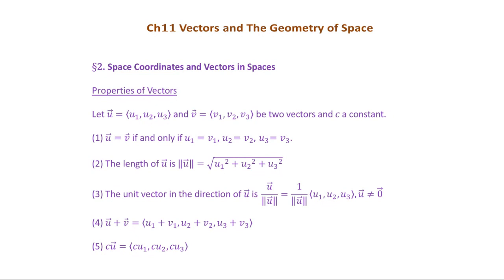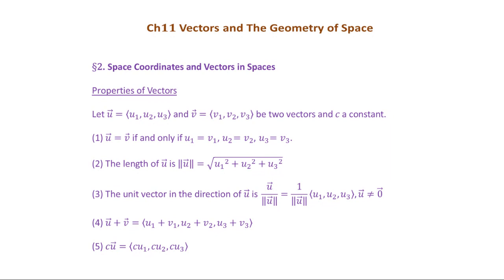Okay, and then the unit vector in the direction of u, as we discussed before, is just the vector u itself divided by the length of u. So if you divide the vector by the length of itself, then it becomes a unit vector. So if you write vector u in component form, then you get 1 over length u times u1, u2, u3. Of course, we're not talking about the zero vector here. You cannot divide by 0.